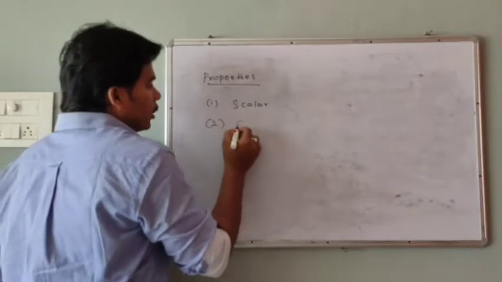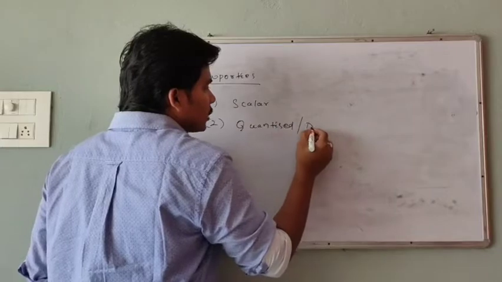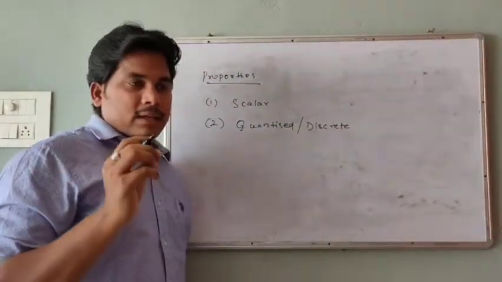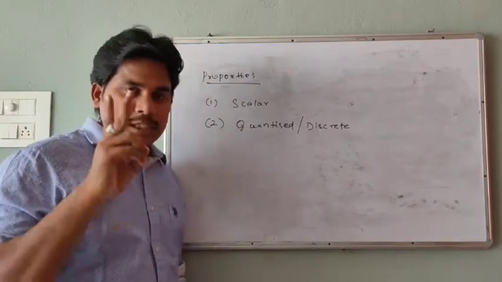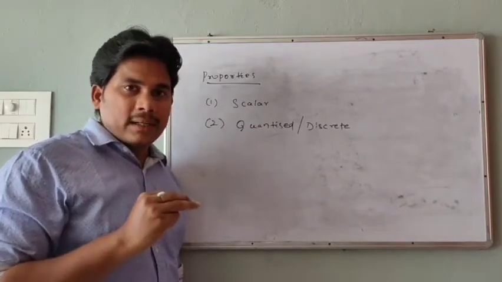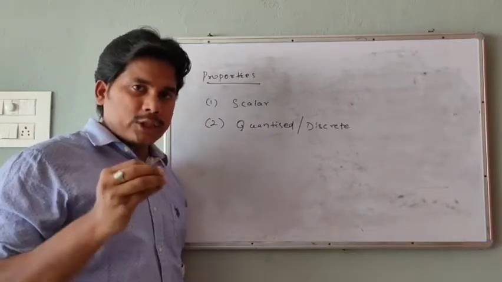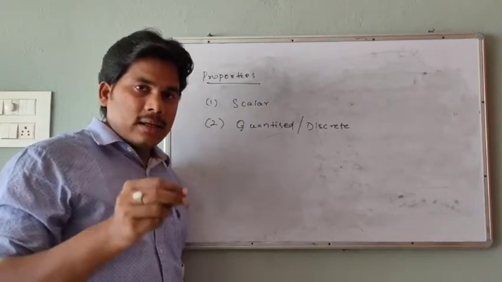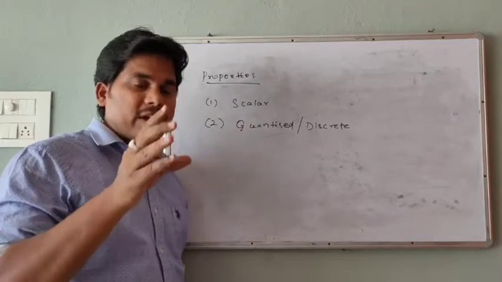Second is the quantized nature, or discrete nature. What is the quantized or discrete nature of charge? See, we know there are two types of charges, positive charge and negative charge. And in a material, there are three types of particles: electron, proton, and neutron. Let us consider this. There are only two types of charges, and these charges are the observable properties of a material.